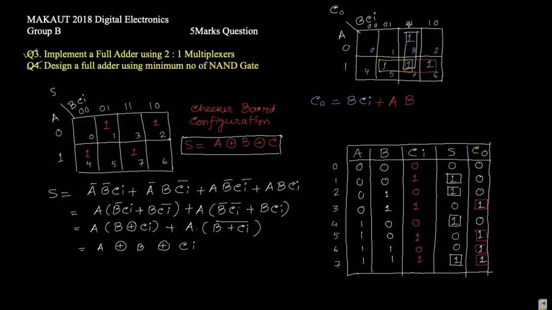B is 1 over here, B is 1 over here, Ci is 1, Ci is 0. That is, Ci is changing, but B is not changing. Here in this line, A is 1. So A and B is the expression. And third is the green one.